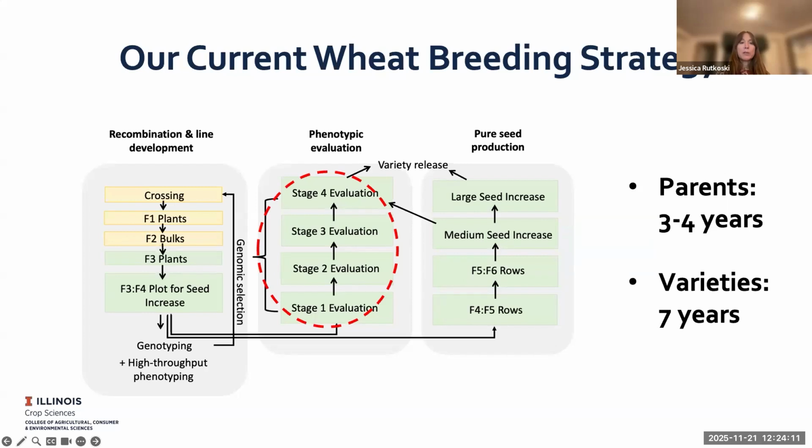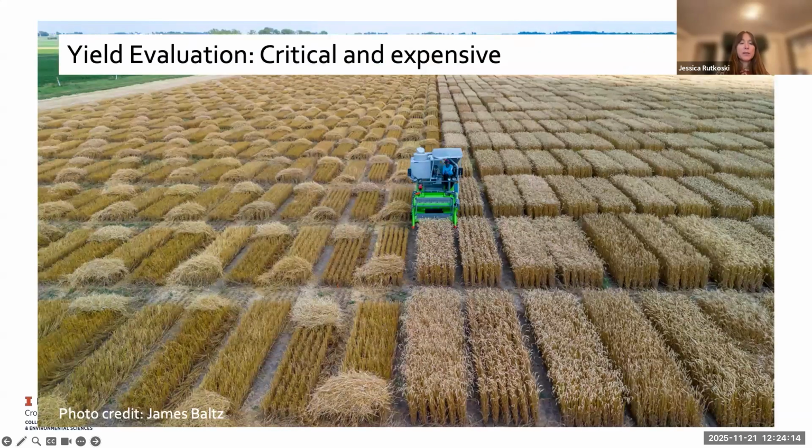So I'll talk a little bit more now about the details when it comes to testing. So here, this is how we evaluate yield. It's a really critical trait. It's the main trait driving profitability. And so we have to get that one right. We invest a great deal in evaluating that trait.